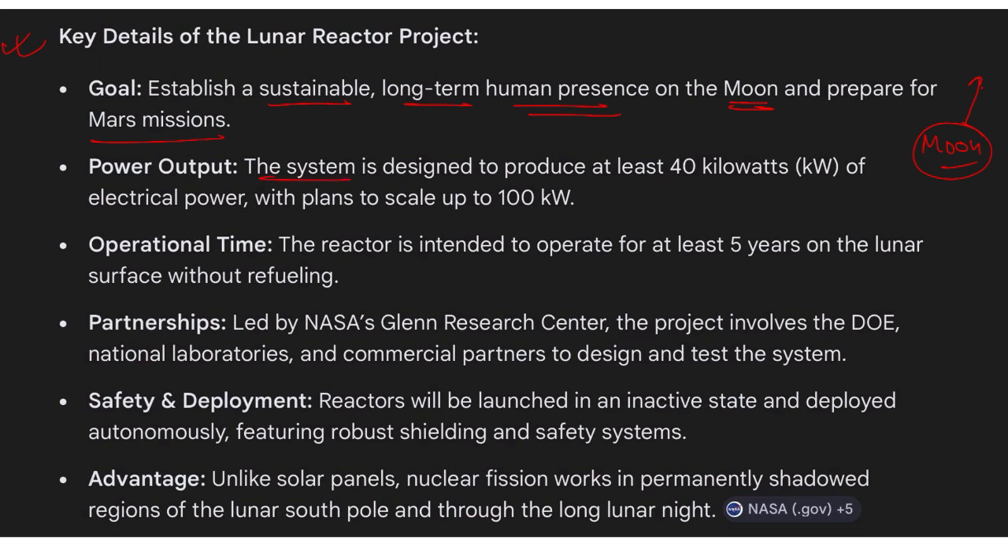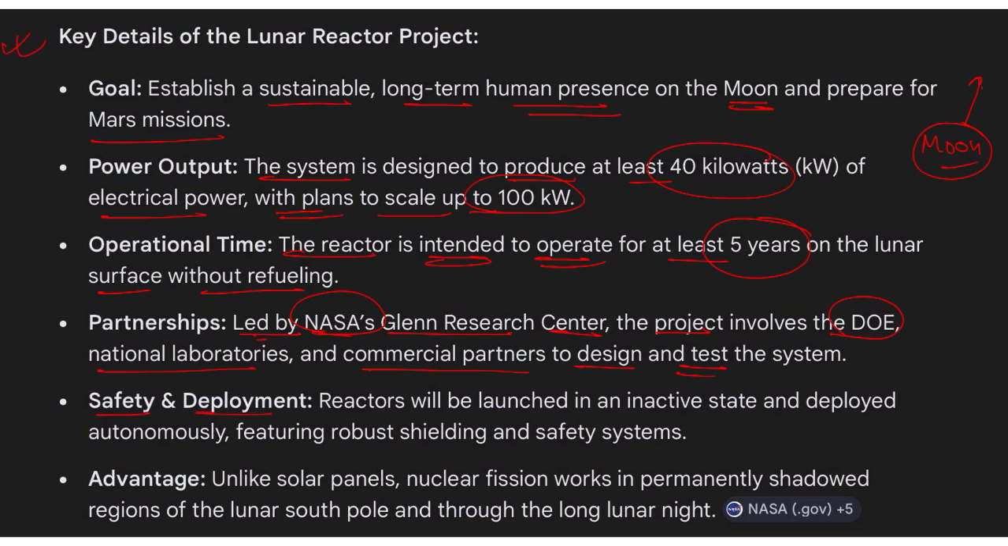Then the system is designed to produce at least 40 kilowatts of electrical power, with plans to scale up to 100 kilowatts. The reactor is intended to operate for at least 5 years on the lunar surface without refueling. This will be led by NASA's Glenn Research Center. The project involves DOE, national laboratories, and commercial partners to design and test the system.